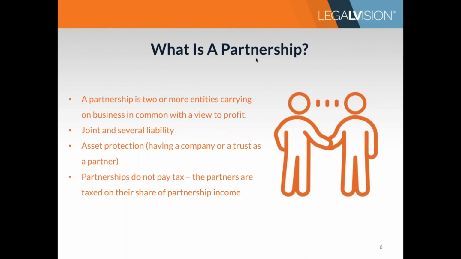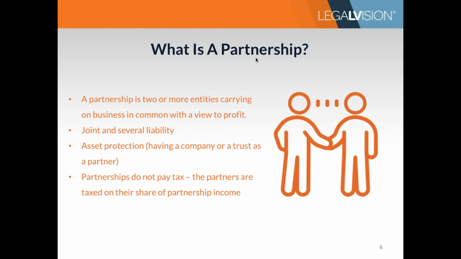The next business structure is a partnership. A partnership is two or more people or entities carrying on business in common with a view to profit. So two or more people coming together in order to make some money. The benefit of a partnership is that income is split amongst the partners. However, one of the biggest disadvantages is joint and several liability.